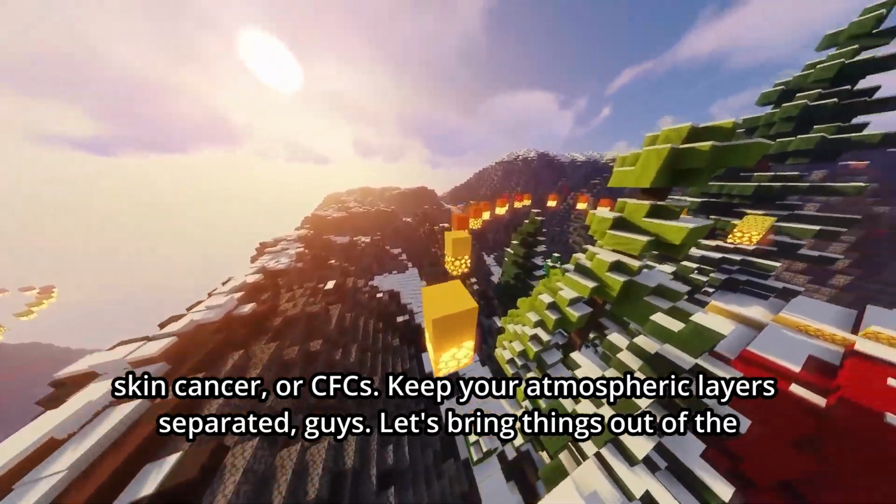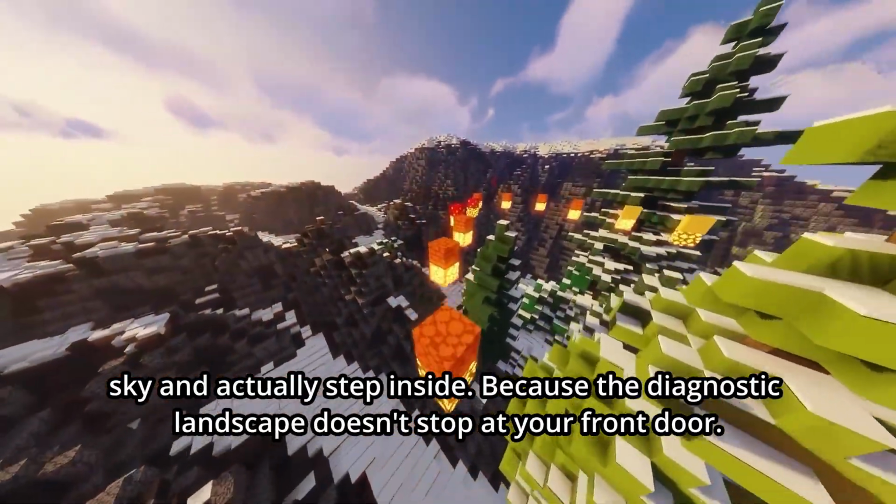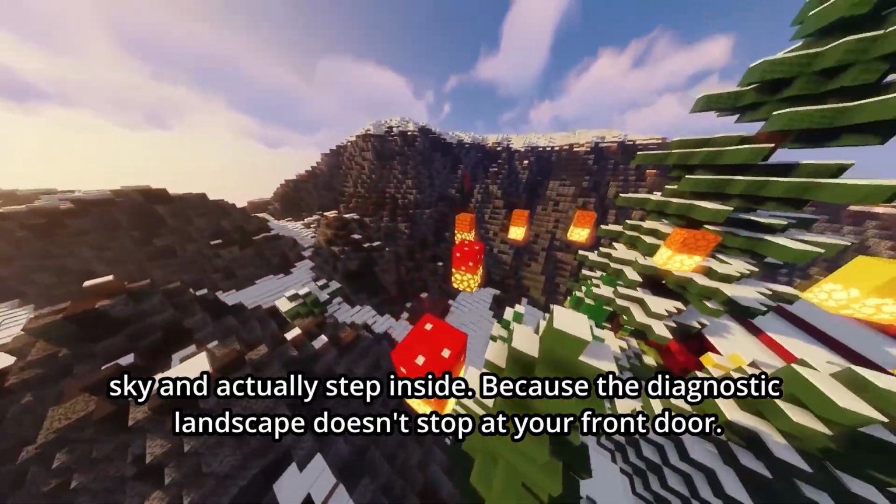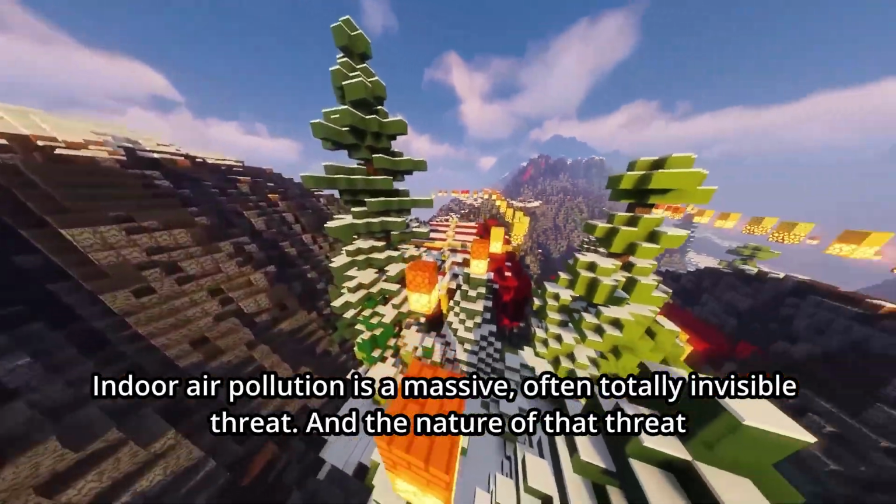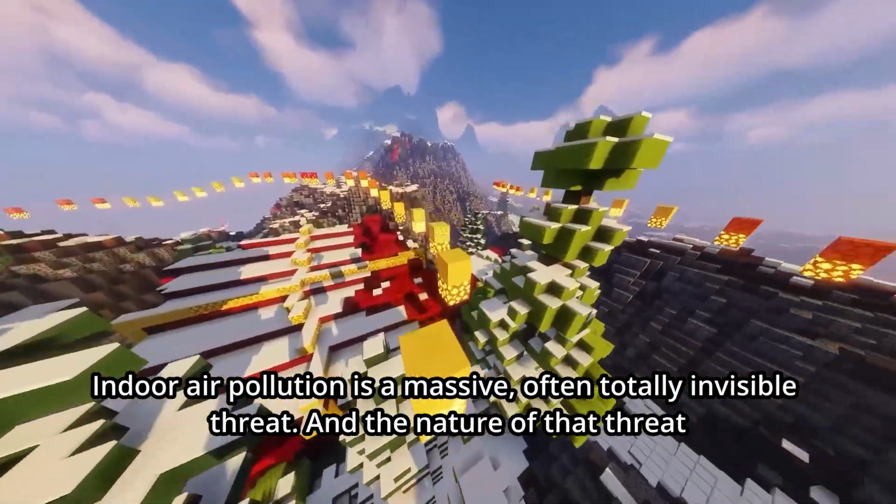Let's bring things out of the sky and actually step inside. Because the diagnostic landscape doesn't stop at your front door. Indoor air pollution is a massive, often totally invisible threat.